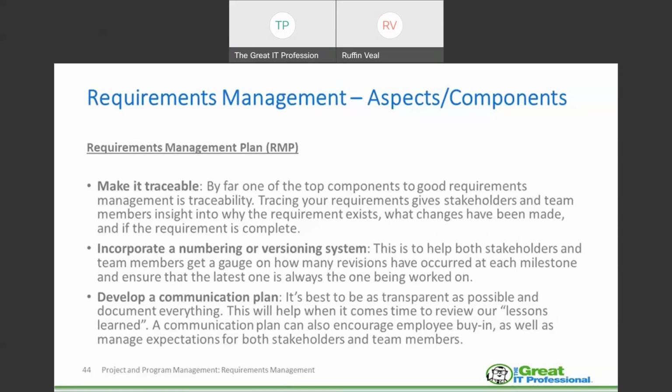In that requirements management plan, again, there's that word, traceable. Traceability is one of the three main components that you're looking for when you pick up that requirements document. We want to make it traceable. We want to know the top components that are involved in good requirements management. You want to make sure that it's traceable.